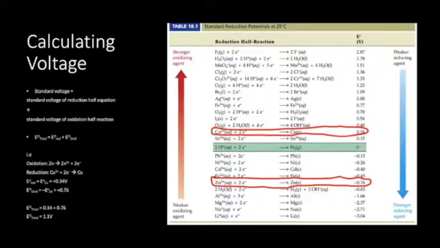And we apply the formula. The standard voltage is 0.34 plus 0.76, which is equal to 1.1. Therefore, a galvanic cell of copper and zinc under standard conditions is 1.1 volts.